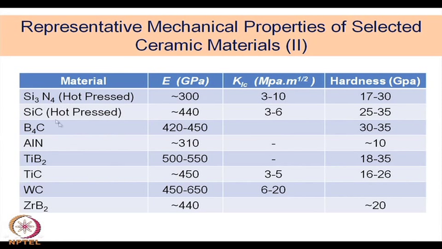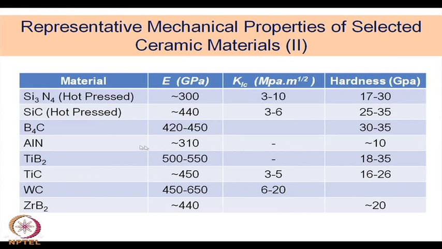Both silicon nitride and silicon carbide are known for their high strength at high temperature, particularly silicon carbide, and as you can see their Young's modulus is also fairly large. They have a fracture toughness which is on the higher side, and silicon nitride in particular can be made a much tougher material, or the KIC value can be improved by control of the microstructure and preparation condition.